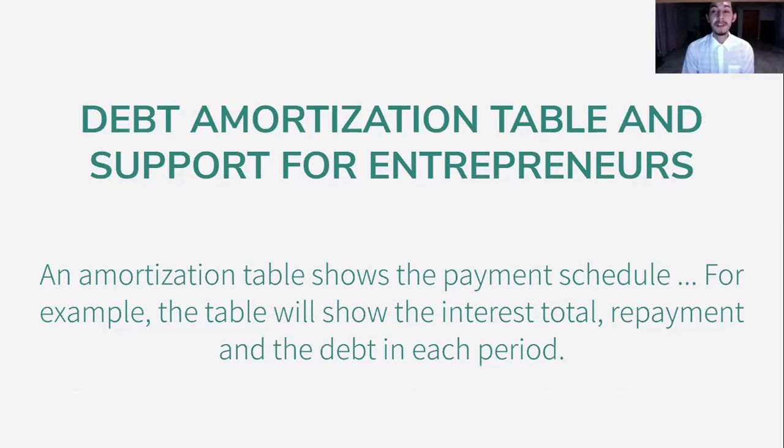Now, the debt amortization table is a support system for the entrepreneurs. This table shows the payment schedules, for example, the interest total, the repayment date, and the debt remaining in each period.